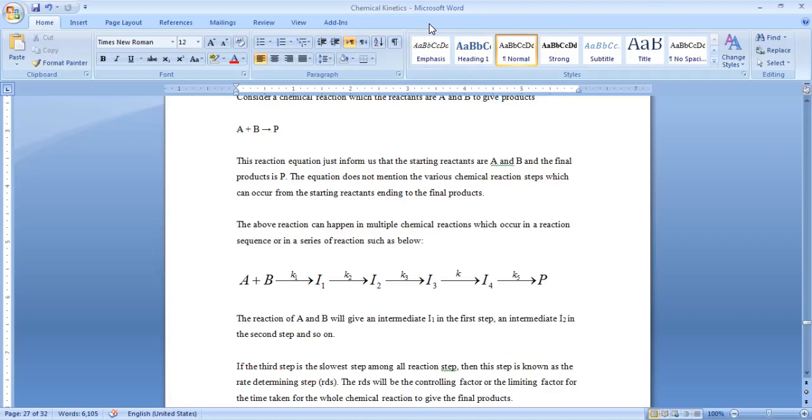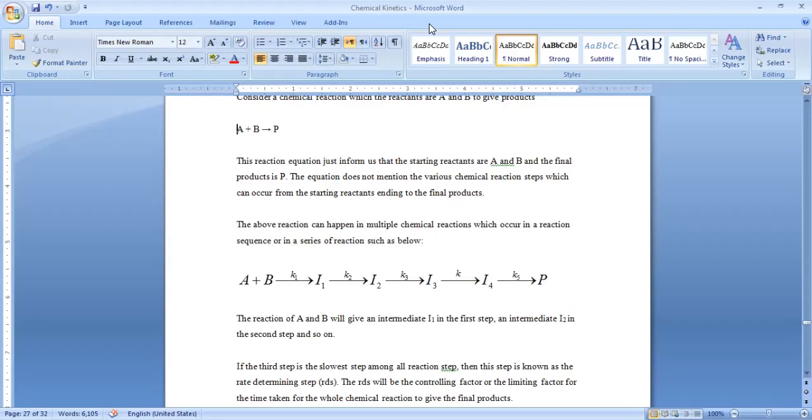For example, step 1 can be very fast, step 2 can be faster, step 3 can be fastest, and then step 4 can be the slowest, and then the final step is just intermediate. So this chemical series of reactions does not occur at the same speed. Some steps can be very fast, some steps can be very slow.